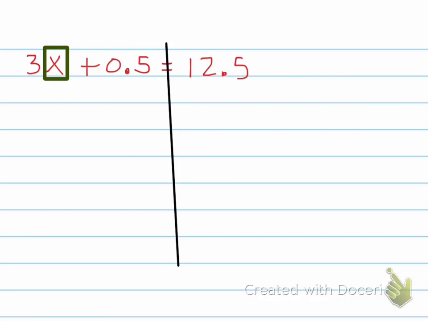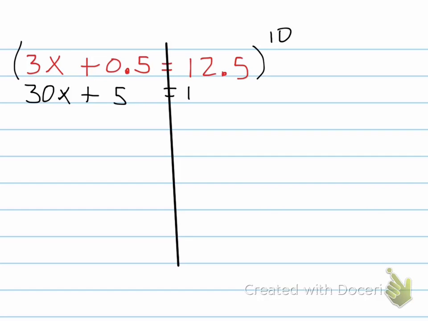So I have a 3 and a 0.5. But before I do that, let's get rid of the decimals. So I can multiply everything by 10 to move the decimals over. So this will become 30x plus 5 equals 125. Now let's start solving my steps.